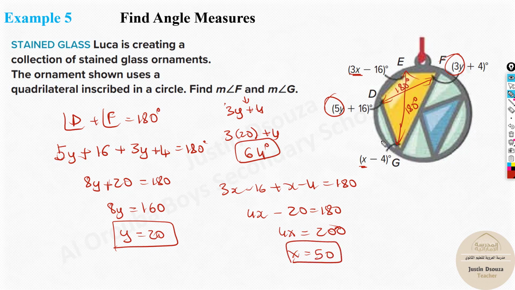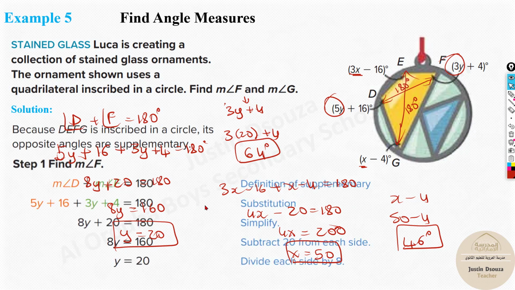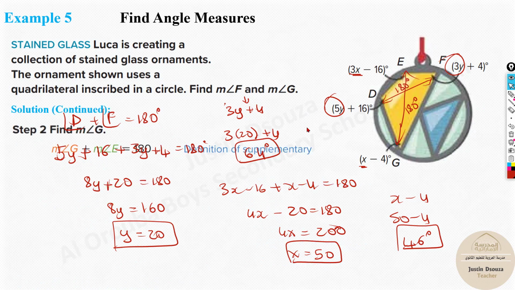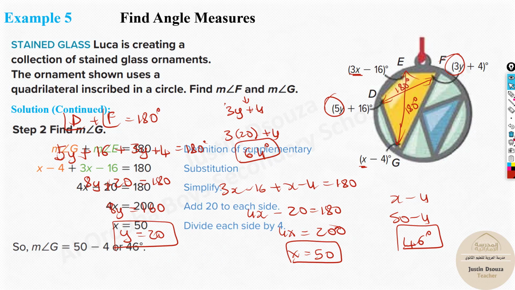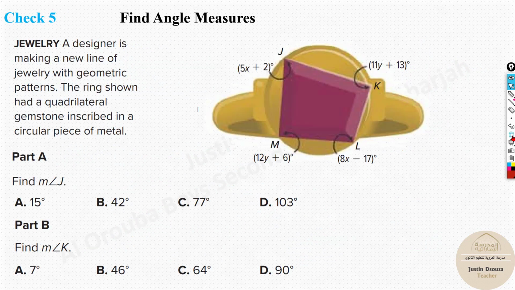Now this is not the final answer. We need to find the measure of G. So it'll be x minus 4, that is 50 minus 4. We get 46 degrees. So the answers are 64 degrees and 46 degrees. That's the final answer. The first measure was 64 degrees, that is for the measure of angle F, and the measure of angle G is 46 degrees. So these are the answers.